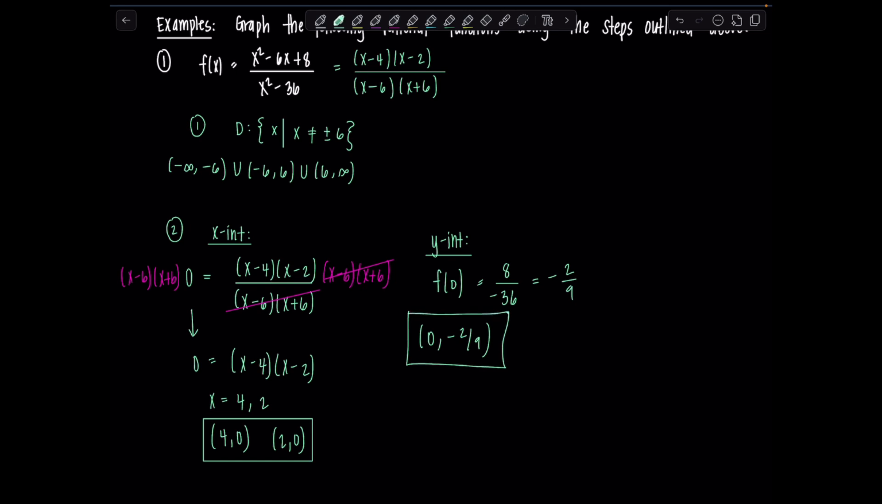How are we doing? Okay, good. Now, we're going to move on and find all of our asymptotes. So, step 3, let me do it right here. Vertical asymptotes.